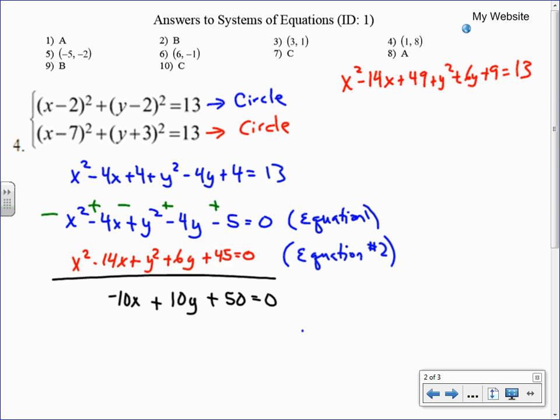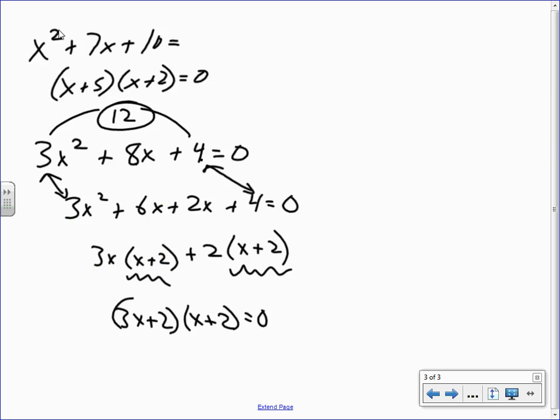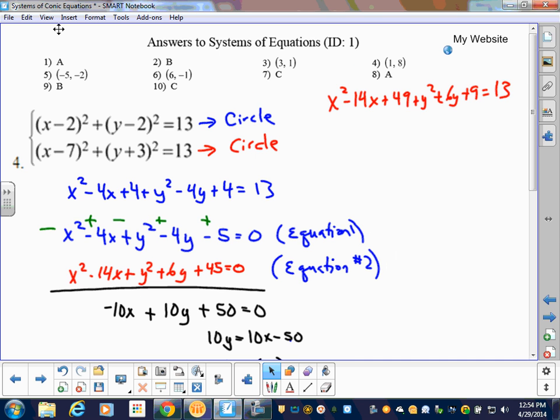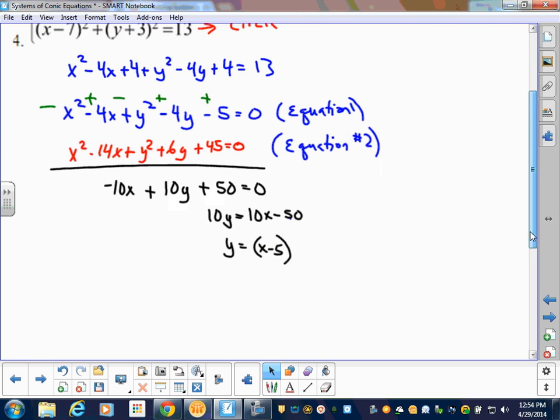So now looking at this, I'm going to move the 10x to the other side. I'm going to move the 50 to the other side. Is that good? So that's going to give me 10y equals 10x minus 50. Okay, so y equals x minus 5. What am I going to use y equals x minus 5 for? That's right, plug it in.